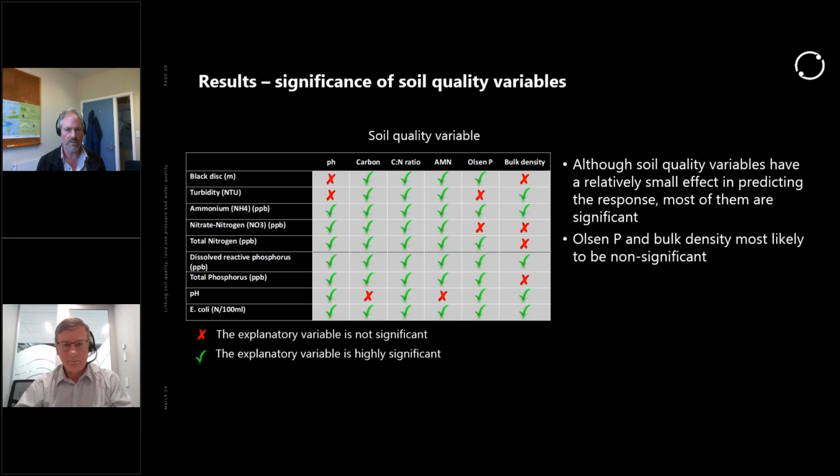So it's truly a sort of a cross-domain project. Here's the influence of soil quality on some of those water quality variables. As you can see, most of them were significant, but Olsen P and bulk density were more likely to be non-significant.